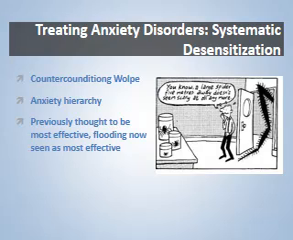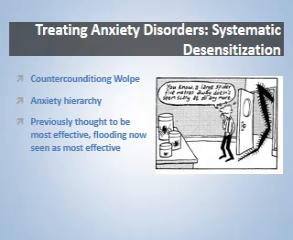Once the client has achieved the state of relaxation, the therapist instructs him or her to imagine the appropriate anxiety hierarchy item. The client signals the therapist whenever he or she feels anxious, and the therapist will help the client reestablish the relaxation. When the client's able to imagine an item without experiencing anxiety, then you move on in the hierarchy.